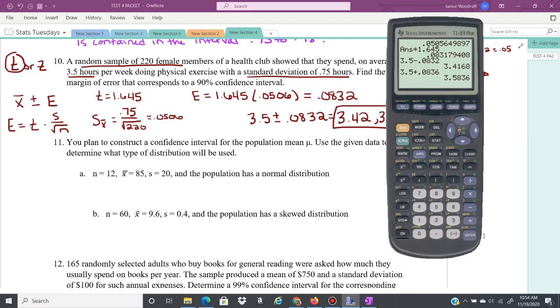Okay, now we can also do this in our calculator. So to remember to do that in your calculator, you're going to go to Stat, over to Tests, and then you want the T interval. Enter. Make sure Stats is highlighted. Put your X bar in, so 3.5. Your sample standard deviation, which is 0.75. Sample size, 220. Confidence level, 0.90. And then calculate. And then you get 3.42, 3.58.